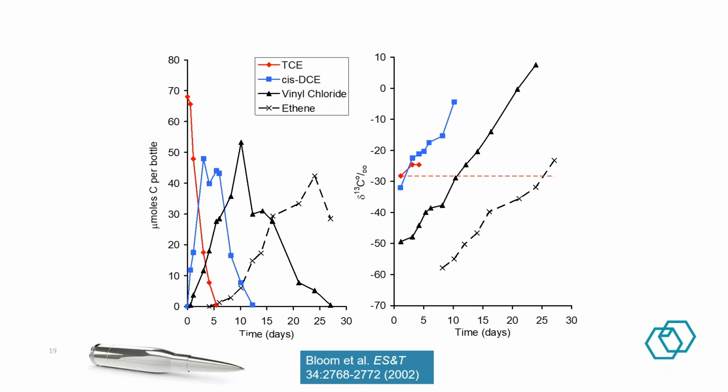And I have this silver bullet in here because the thing about using CSIA to track degradation in the subsurface, it's the closest thing I've found to a silver bullet because it's not going to be influenced by dilution or dispersion or anything like that. You're going to be able to tell if you have degradation. And you can't really do that with the concentration data, but you sure can do it with the isotope data.